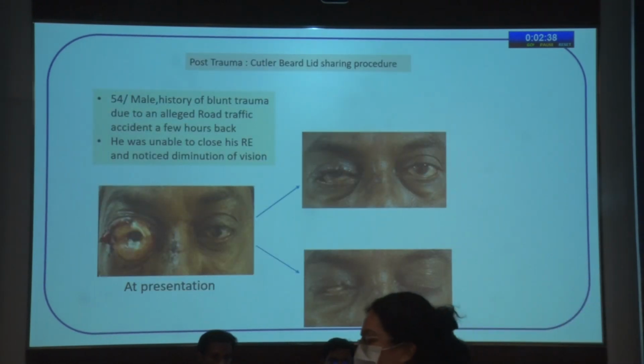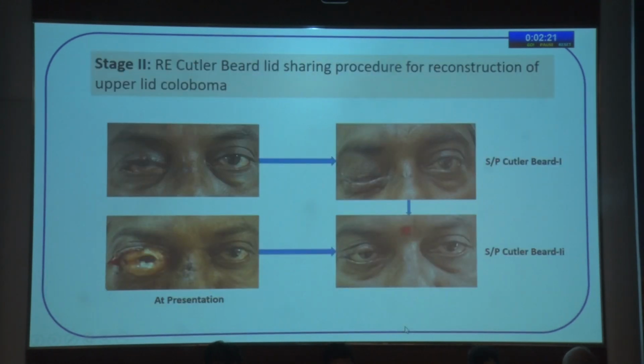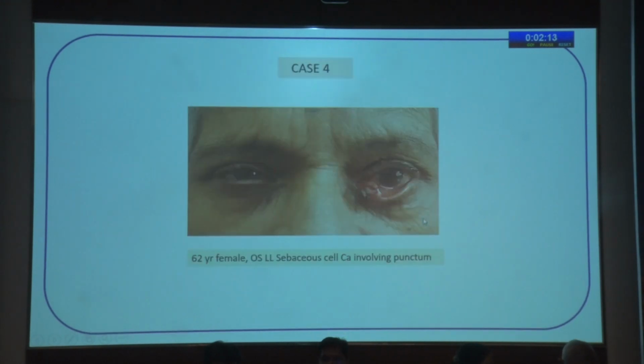This was a case of road traffic accident presented to us with extensive chemosis and loss of upper lid with tissue defect. After settling down the inflammation, primary lid repair was done, and post-operatively a full upper lid full thickness defect with lag ophthalmos was observed. Patient underwent Cutler Baird surgery, and in the fourth image we can see status post Cutler Baird 2, a well-formed lid crease, and adequate lid closure was achieved.